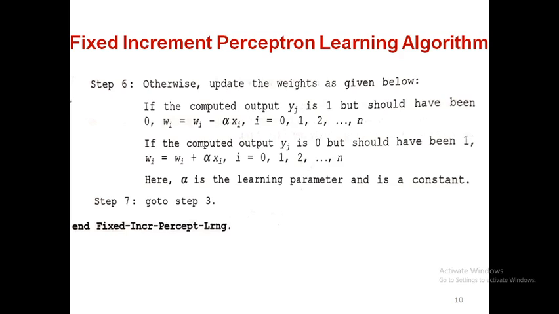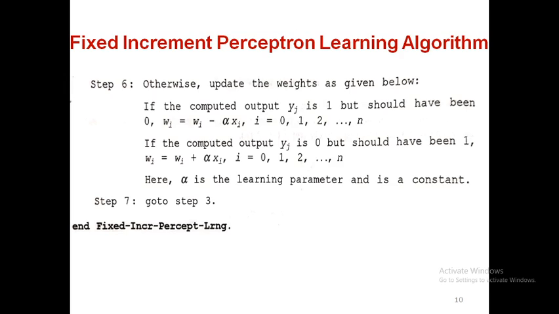If the computed output yj is 1 but should have been 0, it is the opposite: yj is not equal to capital O, the obtained is not equal to the required. In that case, when yj is 1 but should be 0, to make that 0 you need to reduce the weights. That is wi = wi - alpha * xi, where i is equal to 0 to n. We are reducing the weight with the learning parameter alpha.